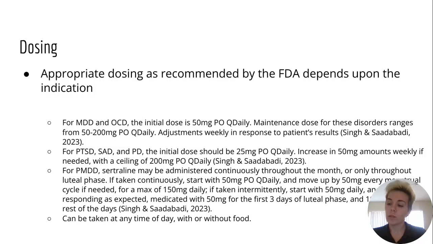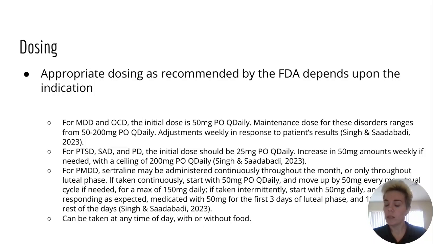Determining an appropriate dose of sertraline depends on the indication. For MDD and OCD, the starting dose is 50 milligrams daily. Maintenance dose for these disorders ranges from 50 to 200 milligrams daily, and adjustments can be made weekly in response to patients' results. For PTSD, SAD, and panic disorder, the initial dose should be 25 milligrams daily. This can be increased in 50 milligram amounts weekly if needed, with a ceiling dose of 200 milligrams daily.